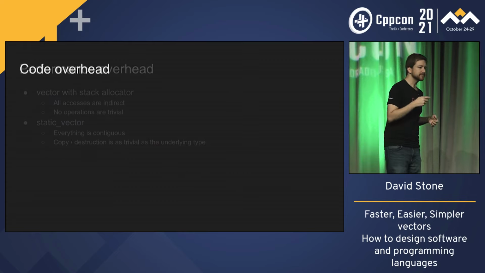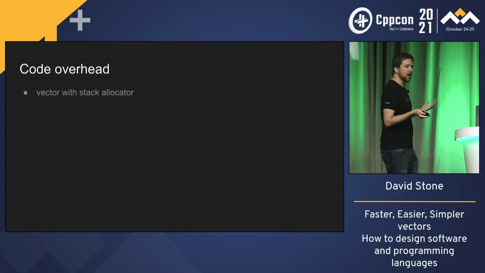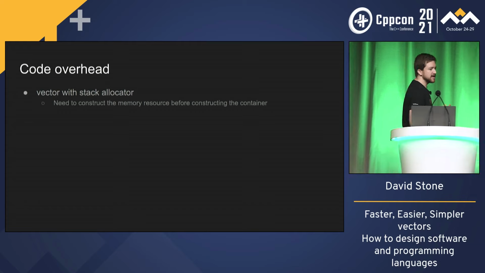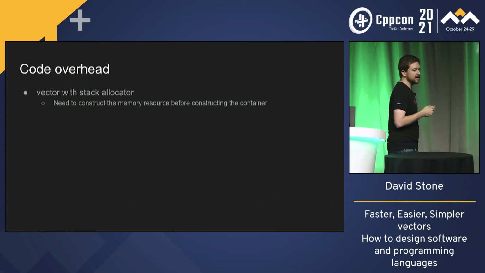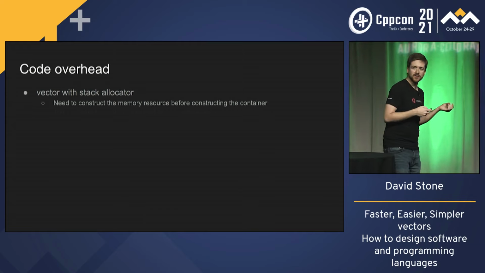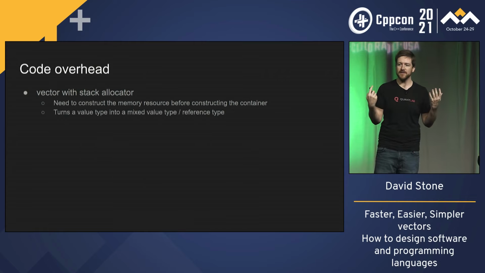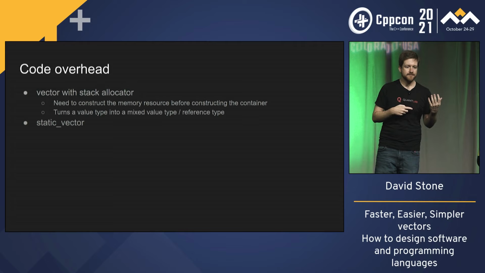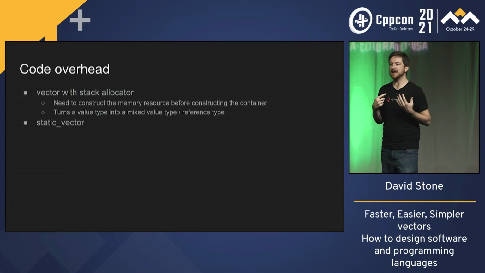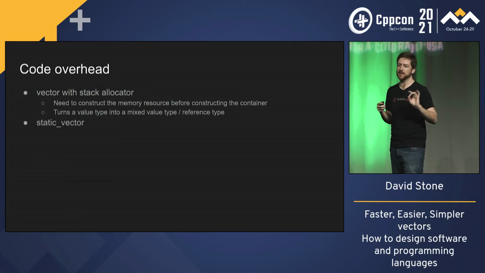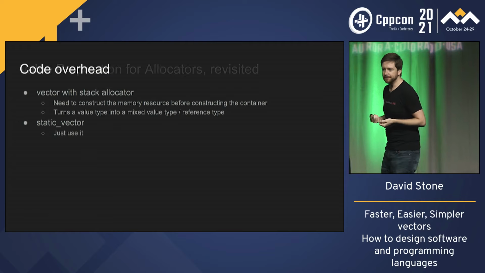That's nice. And then there's also the code overhead of using allocators. If you use a vector with a stack allocator, you need to construct the memory resource before constructing the container. And it turns your vector into a mixed value type and reference type, which means that regular value semantics are trickier. You have to be careful to make sure that the memory resource outlives the container. Static vector, just use it.